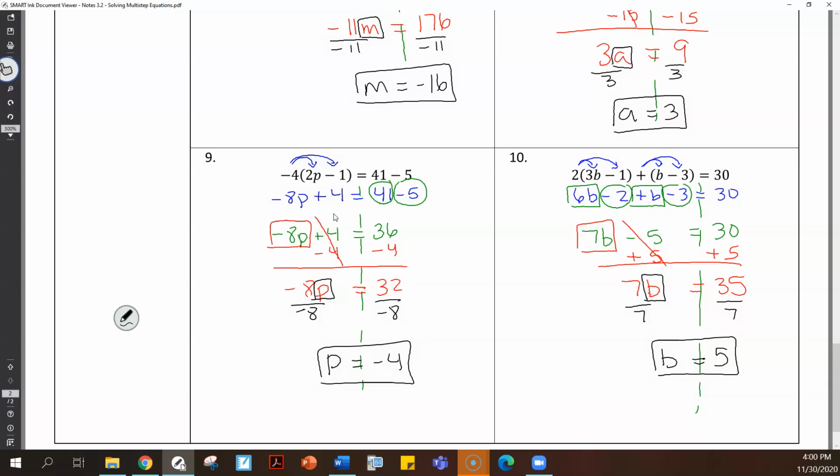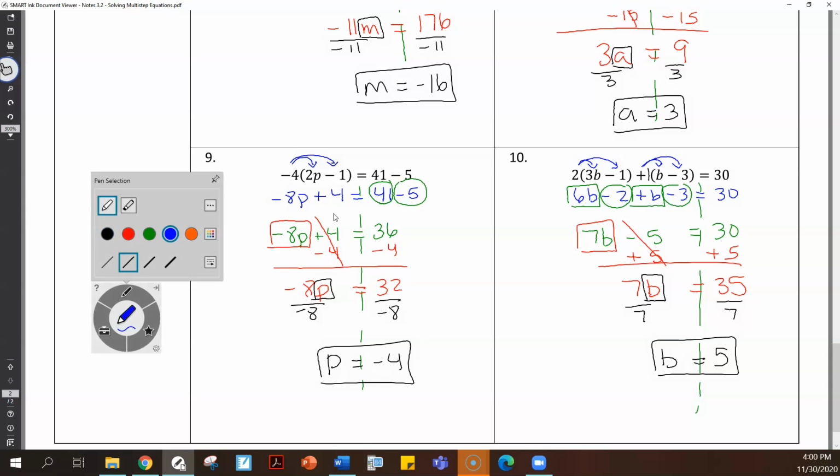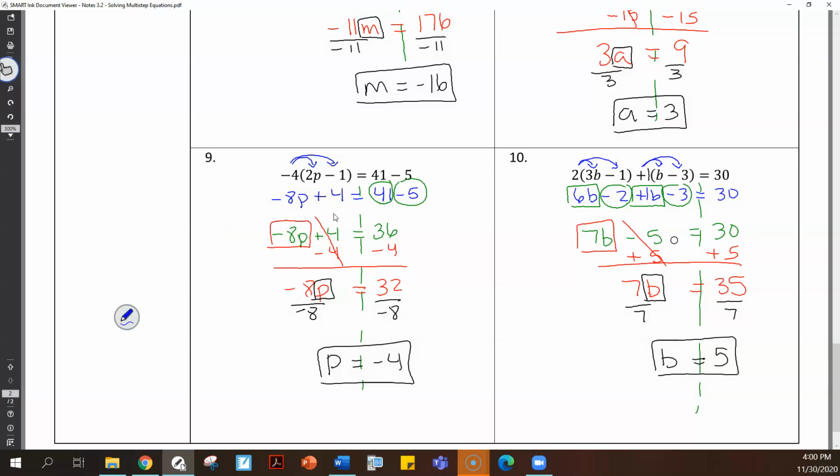The only tricky thing here is to make sure that you're doing the distributing in this set. So 2 times 3b is 6b. 2 times negative 1 is negative 2. And then when you're doing the distributing in this set, this is actually a 1 out here on the outside. So that should be 1 times b, which is 1b, or just b. And then 1 times negative 3 is negative 3. 6 plus 1 gives you that 7. Again, watch your signs. Negative 2 plus negative 3 is negative 5.